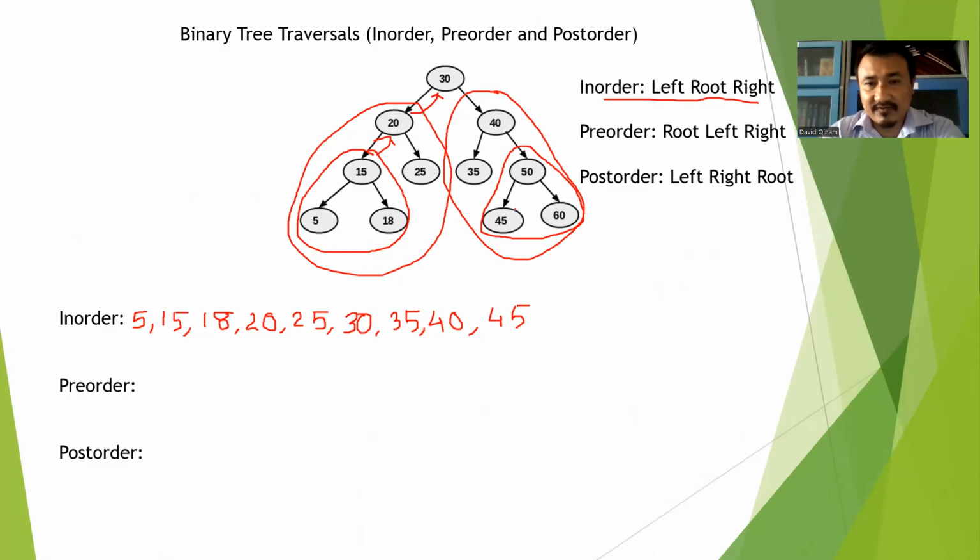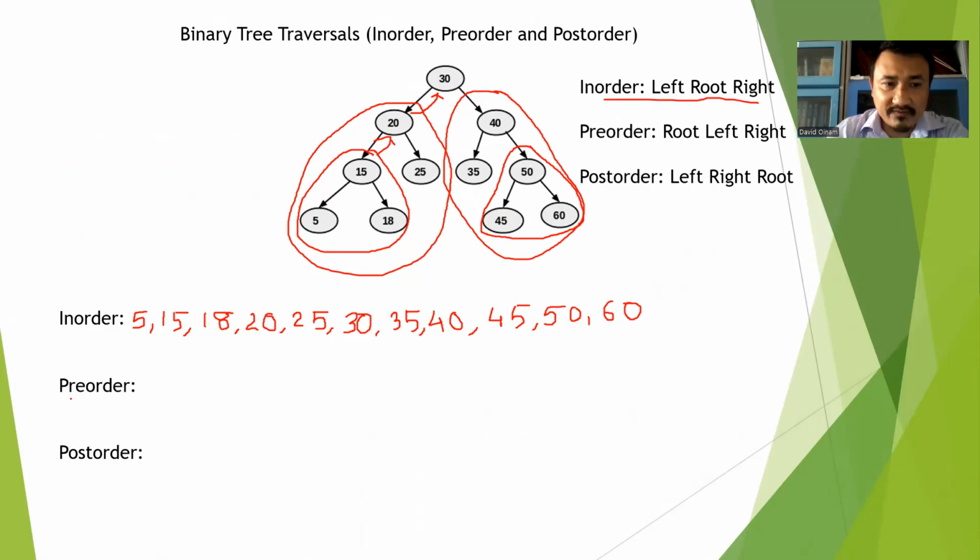So after 45, left is completed. You have to go to the root node. Root node here is 50. Then you have to go again to the right. Right is here 60. And 60 is the leaf node again, so directly you can write 60. So this is the in-order traversal of this graph.